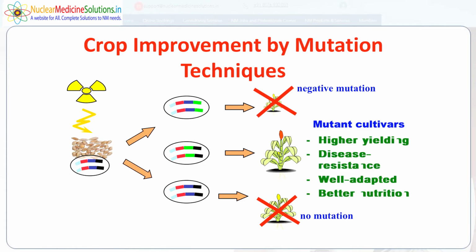The importance of radionuclides, as we have seen in the case of agriculture, is that we can improve crops by mutation techniques.